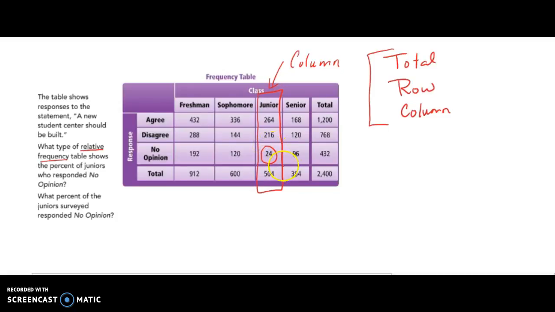So we want this, the 24 out of the 504, to find out how many juniors have no opinion at all. So we're going to do 24 divided by 504 times 100 to find out what percent that is. And it is 4.8%. And we found that with the column relative frequency table, knowing that we only cared about our juniors. And then from there, we wanted their opinions. So the people who agreed, disagreed, but no opinion was the one that we were really focused in on.